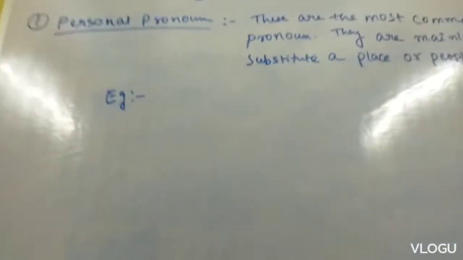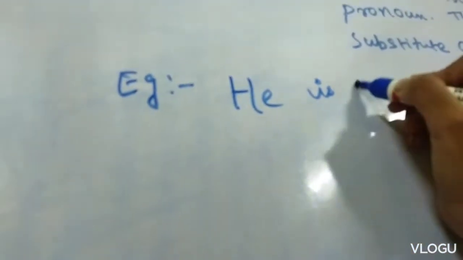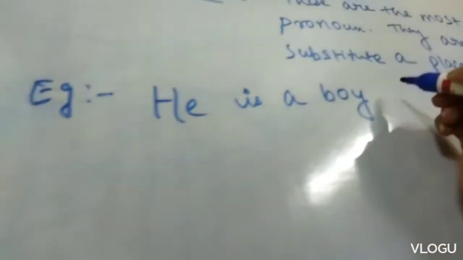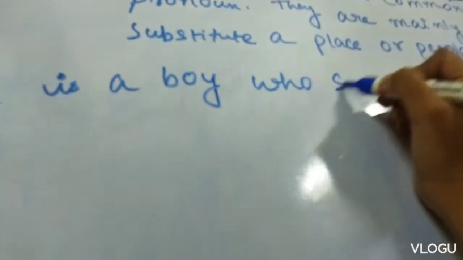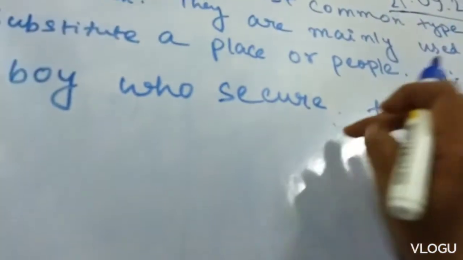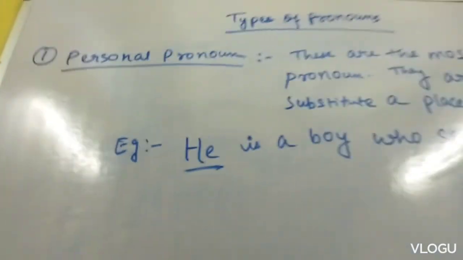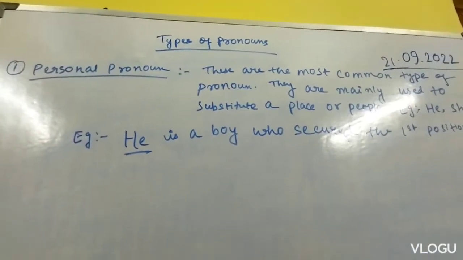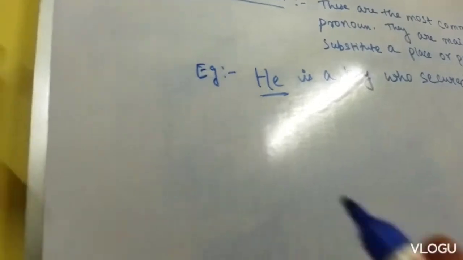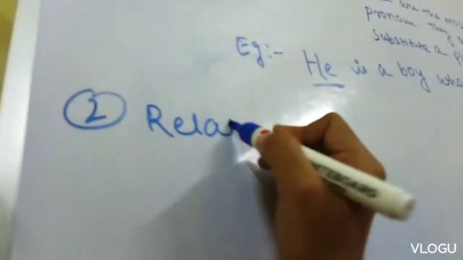Okay, suppose we can say that he is a boy who secured the first position. So here he is a personal pronoun. Okay, have you understood? Now comes the second one, that is the relative pronoun.